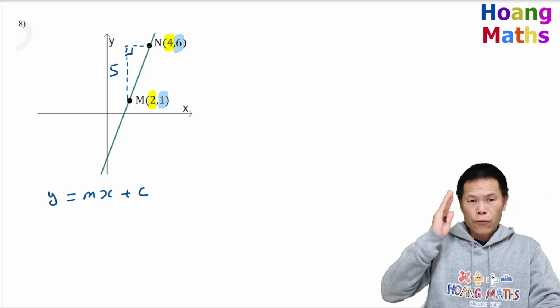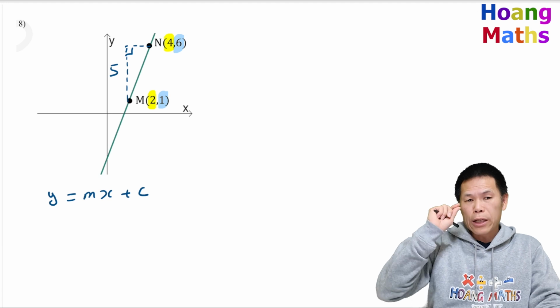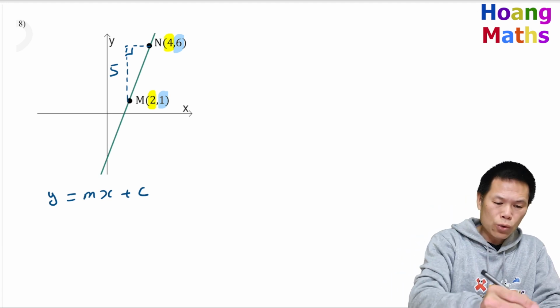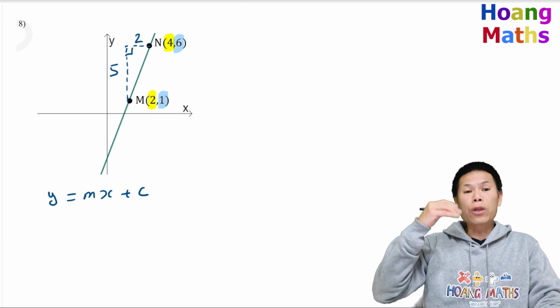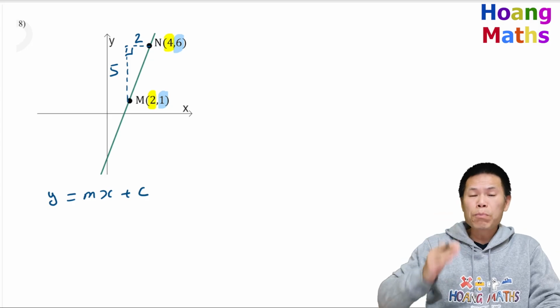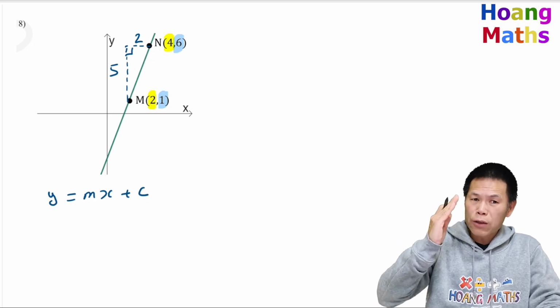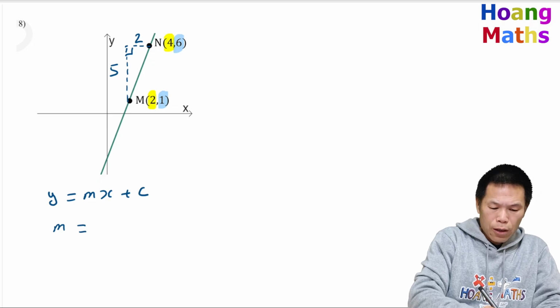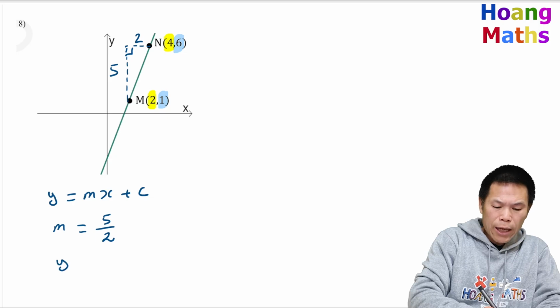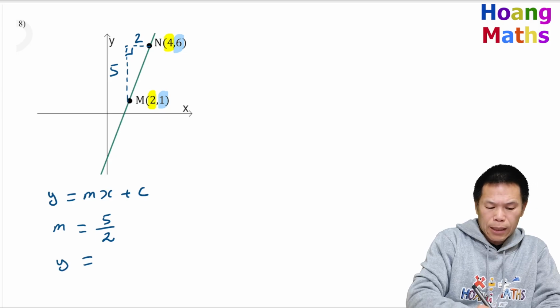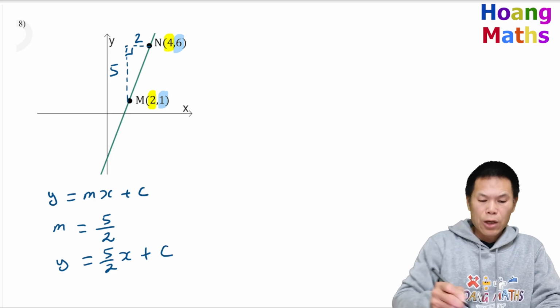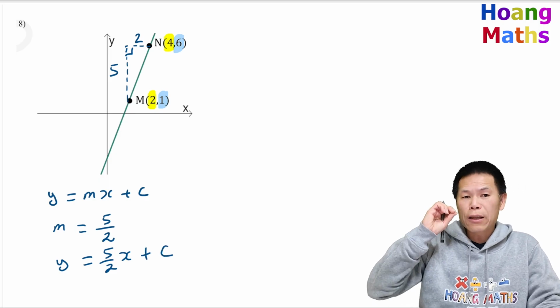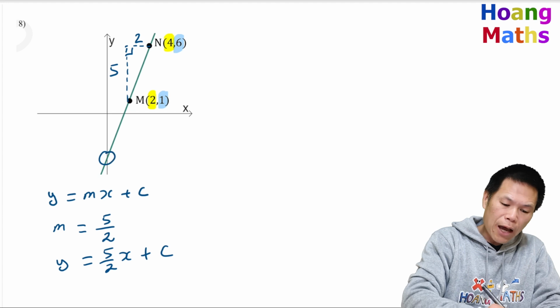to 4. So from 2 to 4, that is 4 minus 2 is 2. So 2 units. So therefore, the gradient is positive because it's heading like this. We have a positive gradient. So that is m is equal to rise over run. So that means y is mx, that means 5 over 2 x plus c. So there you go. So now we just need to find the value of c, that is this value here.